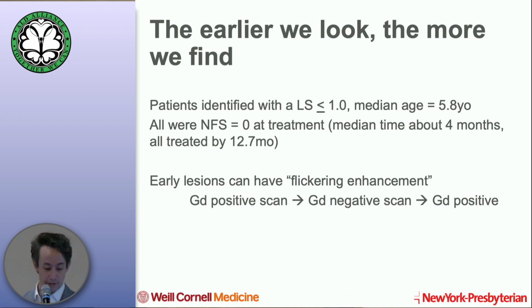One thing we did observe is early lesions can have flickering enhancement. So you go and do the scan, you give gadolinium, the lesion lights up, showing that there's blood-brain barrier breakdown. You repeat their scan 3 months later to see if it's progressed, and all the while you're working them up for transplant or gene therapy, and the lesion doesn't enhance anymore. And you do it again 3 months later, and you see this enhancement.